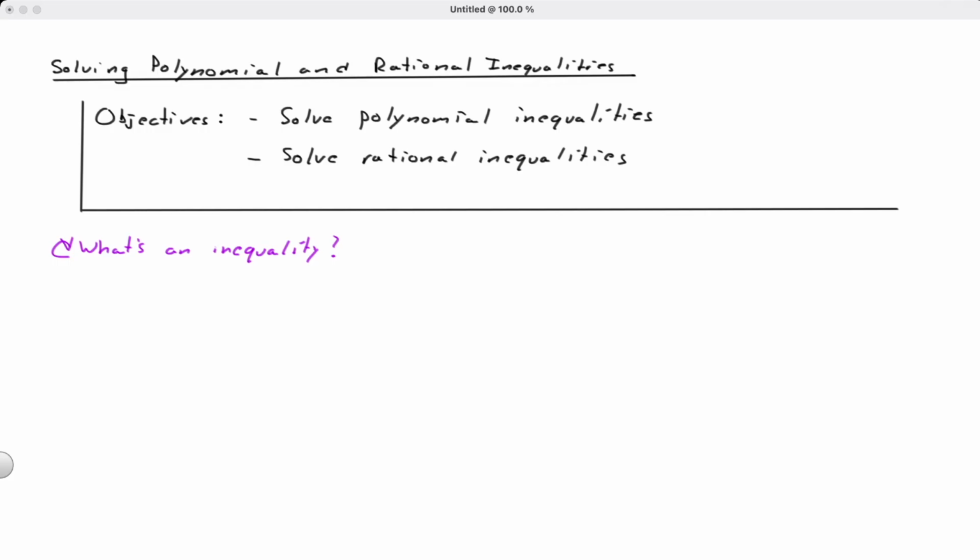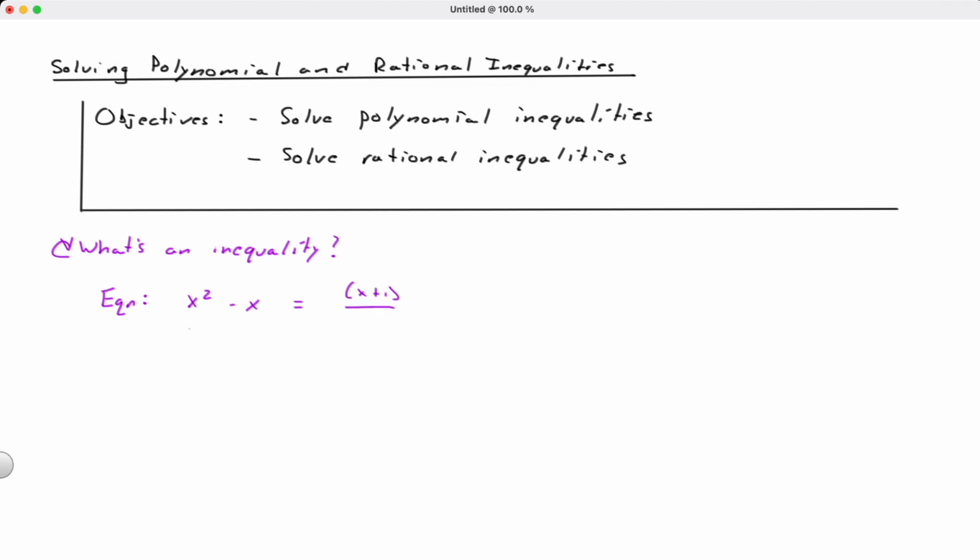Now that we've put some time into discussing how to solve a polynomial or how to solve a rational equation, we can take the next natural extension of that, which is to solve inequalities. Now, when we talk about an equation, what we're usually saying is we set some kind of expression, maybe something like x squared minus x, equal to another kind of expression.